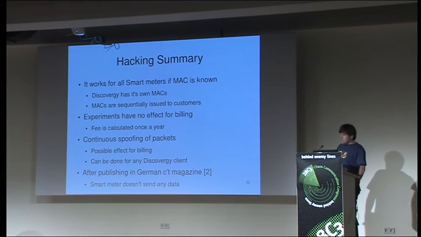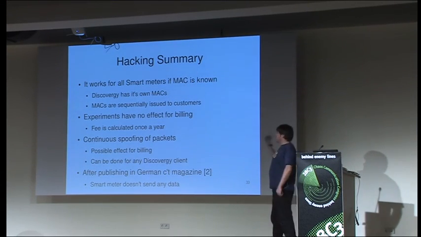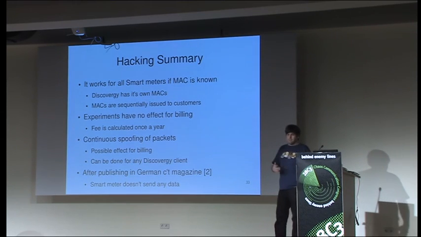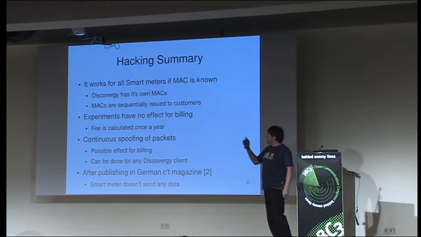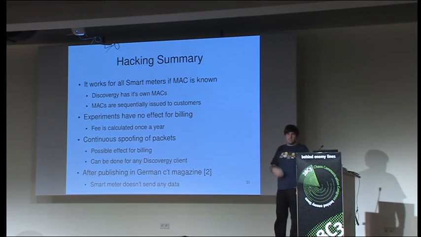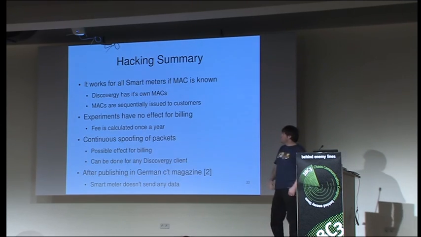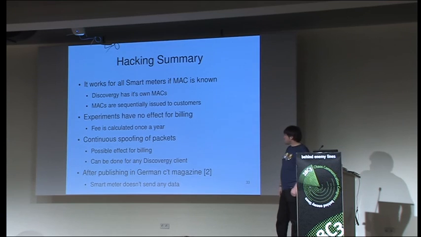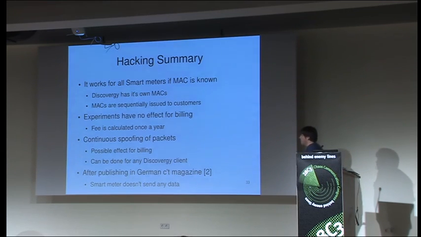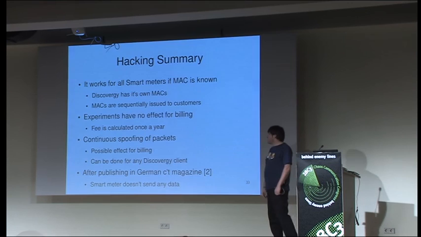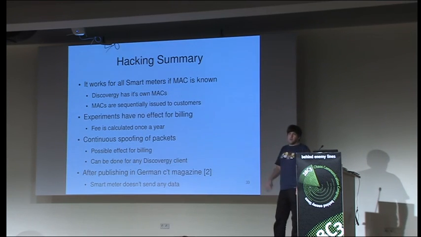But the experiment I did has no effect on the billing, so I did nothing quite wrong, because the fee which I have to pay is calculated once a year. Once a year, the company sends the smart meter's power consumption for the year to my provider, and I have to pay for this. And if you want to fake it, you have to do it by continuously spoofing the packets. So to get an effect on billing, you have to perform a man in the middle attack and send the packets every time, maybe seeing your own packets to make it more realistic.